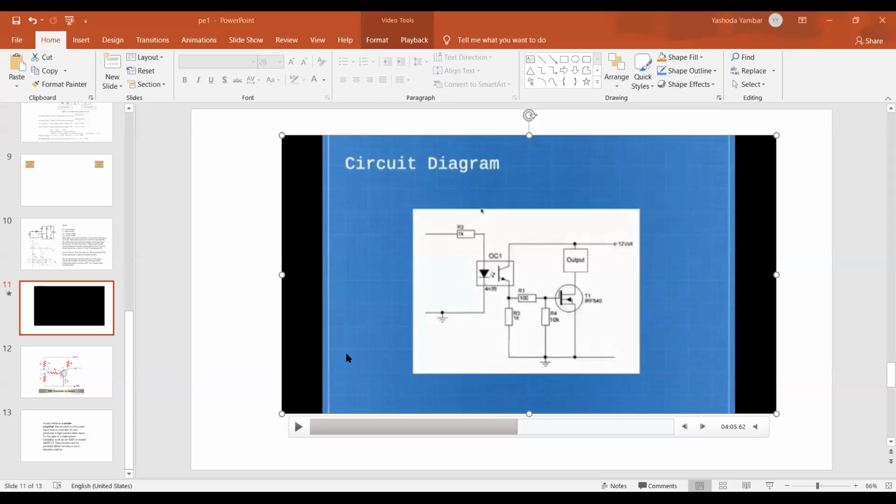In simple language, a gate drive circuit is used to amplify a low power signal to a high power signal, or a low current signal to a high current signal. Why do we require a gate drive circuit? In all electronic circuits we use a microcontroller. After the microcontroller, we have the power electronic circuits. The microcontroller operates with very little current, but the power electronic circuits require high current and high voltage.